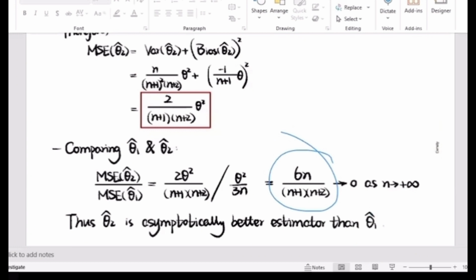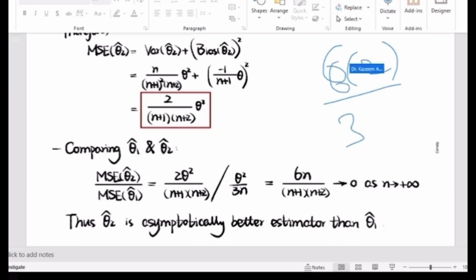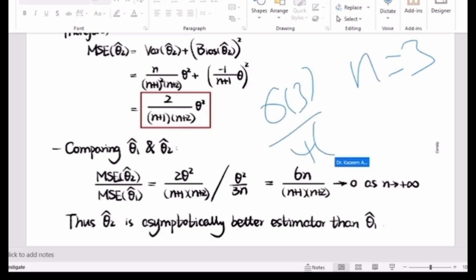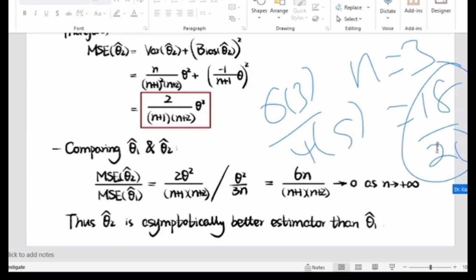But let's look at what happens from 2. Sample size 2: 6 times 2, over 2 plus 1, that is 3, times 4. They're still going to be the same. At sample size 1 and sample size 2, the two are the same. Now, let's look at sample size 3. Sample size 3: 6 times 3, divided by 3 plus 1, which is 4, times 3 plus 2, which is 5. 18 over 20. Can you see that? 18 over 20 from sample size 3 and above.